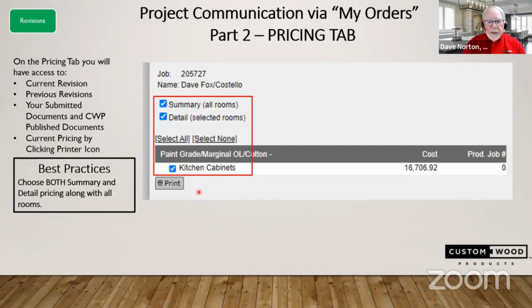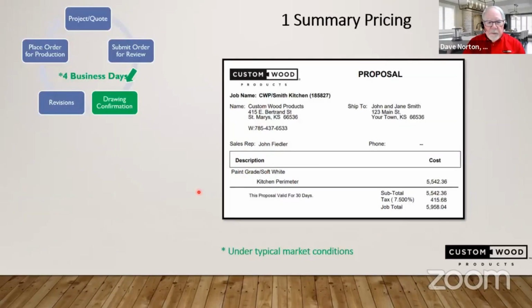As a best practice, I recommend always printing both a summary and a detail. The detail pricing, if you have multiple rooms, will total each room, but it won't give you the job total. The summary page will give you the total for each room as well as for the job.